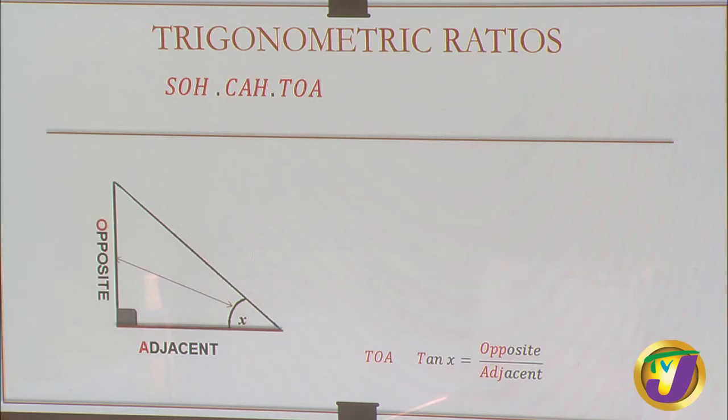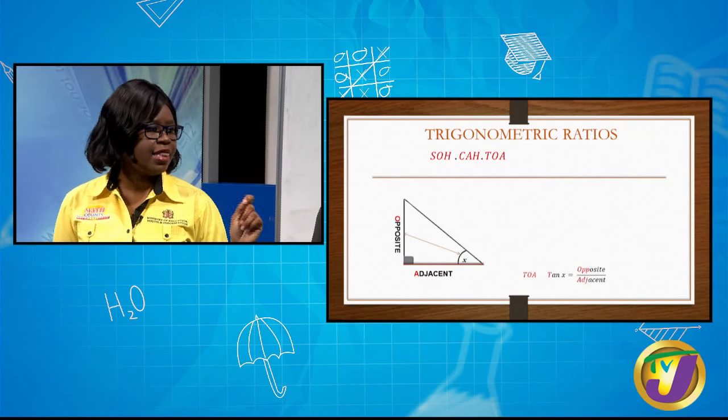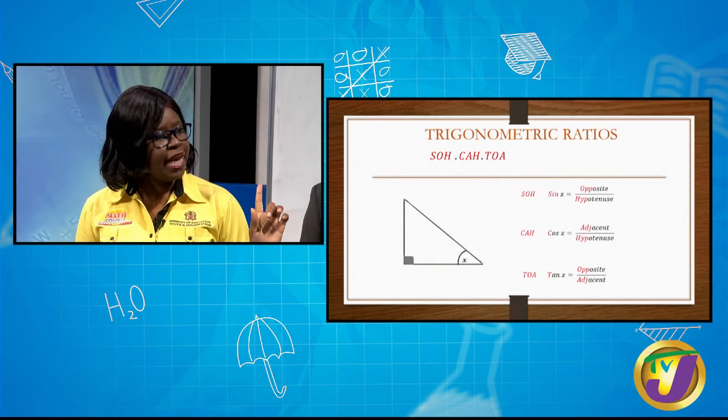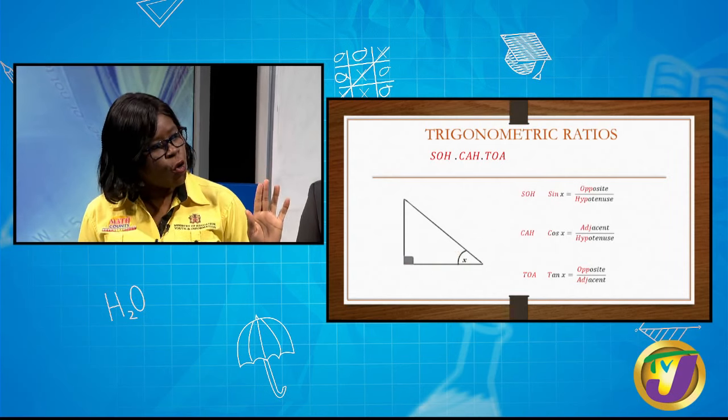Very good. And the other one that we'll be looking at is tangent. The tangent of x here shows the ratio between the opposite side and the adjacent side. As you can see, the opposite side is being divided by the length of the adjacent side. And that is abbreviated TOA. So T for tangent, O for opposite, A for adjacent.